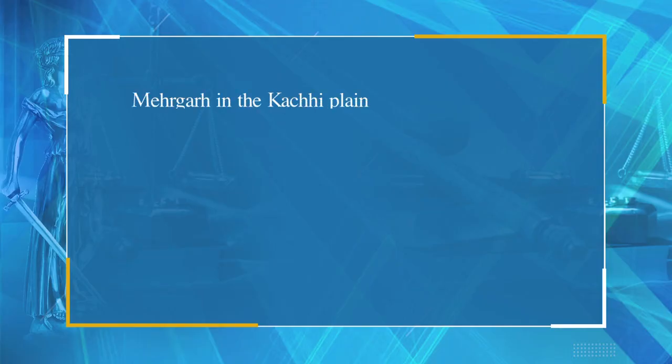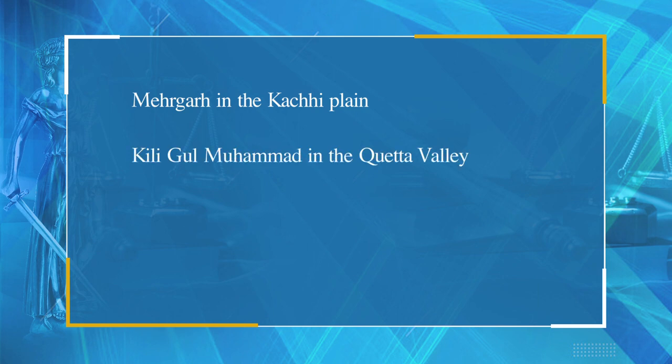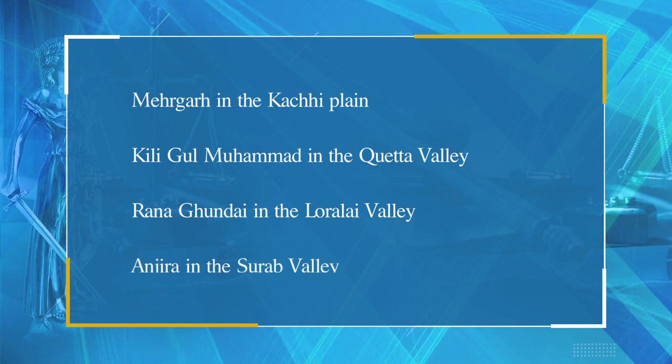Even though Balochistan is mostly an inhospitable mountainous territory with a climate of extremes, many remnants of early communities have been unearthed in the valley pockets. Important sites include, for example, Mehrgarh, which is in the Kachi Plain, then Killi Gul Muhammad in the Quetta Valley, Rana Gundai in the Loralai Valley, and Anjira in the Surab Valley.